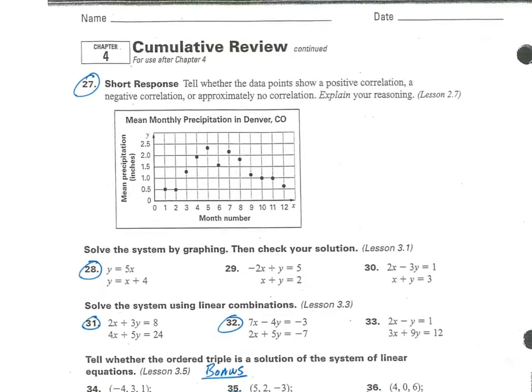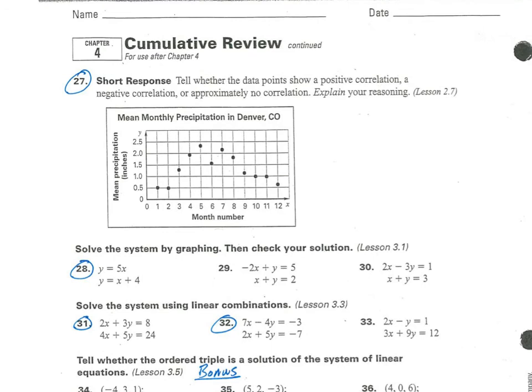Okay, now to the back. Let's look at number 27. Question, we're looking at this here graph, and looking at the dots on this graph, would you say that this is a positive correlation, a negative correlation, or no correlation? And explain. Give us a sentence why you wrote the answer that you did.